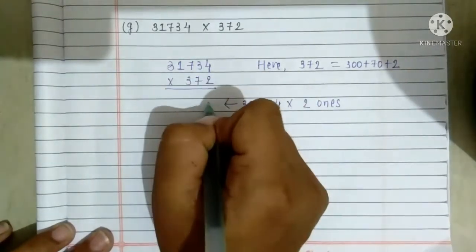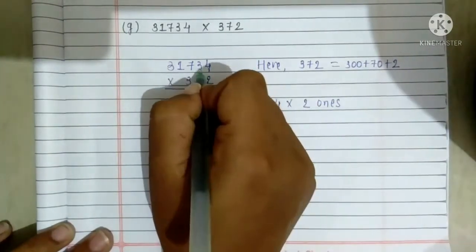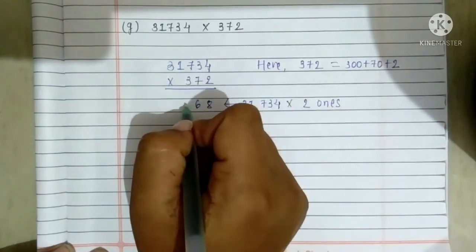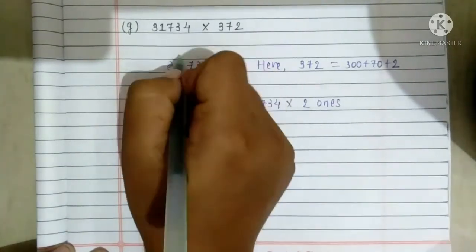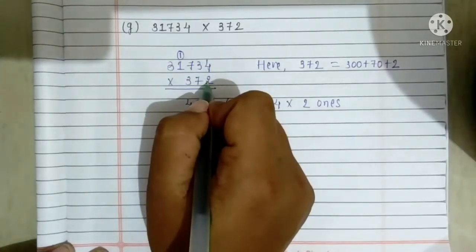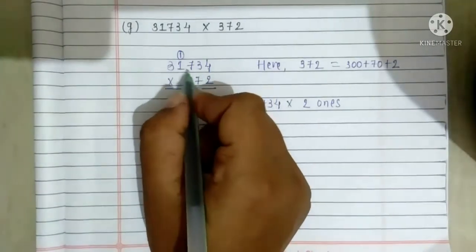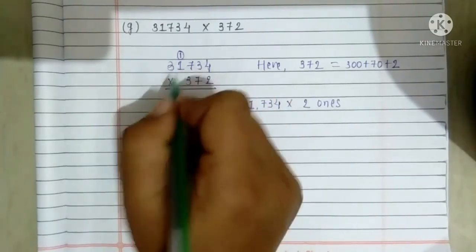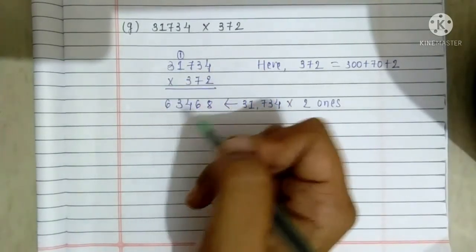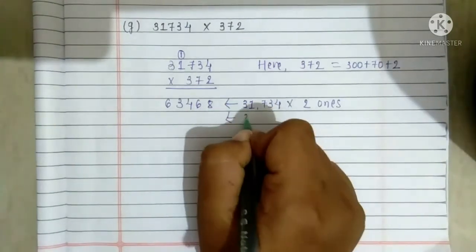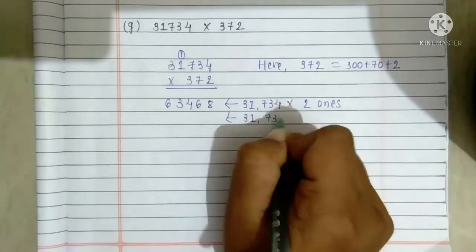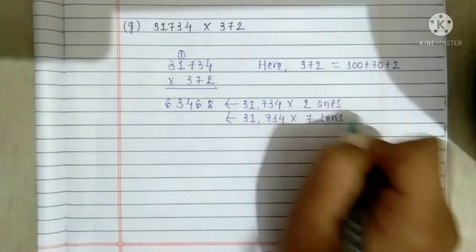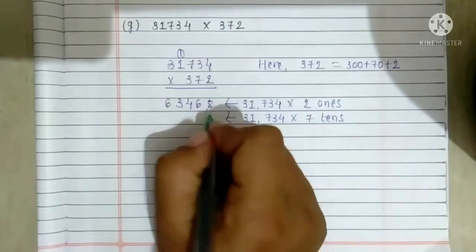So 2 fours are 8, 2 threes are 6, 2 sevens are 14. Carry on 1. 2 ones are 2 plus 1 3. 2 threes are 6. Next, multiply 31,734 by 7 times. 7 times it means 70.